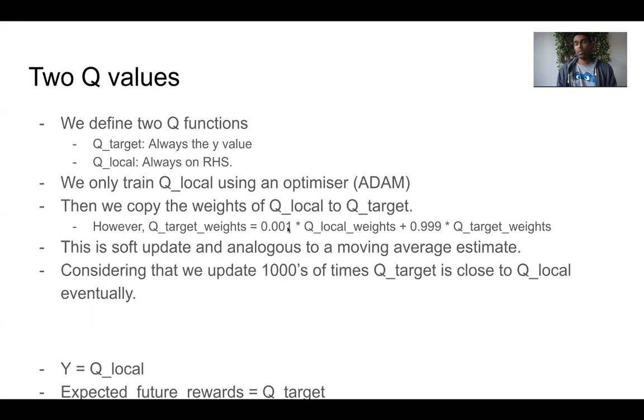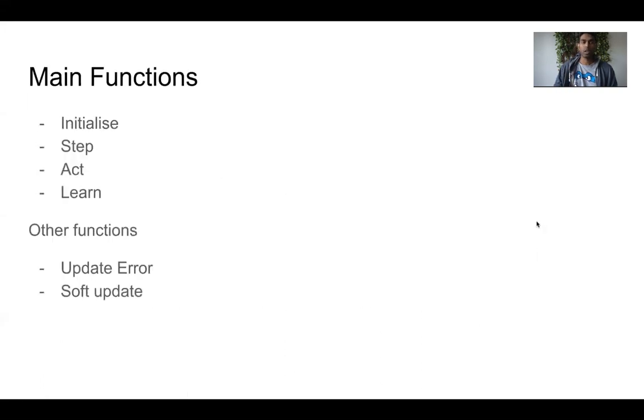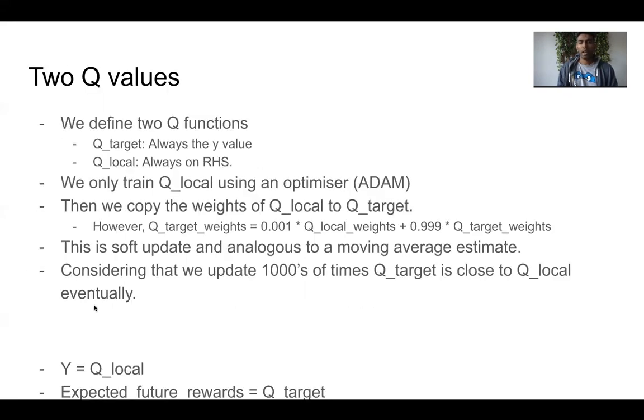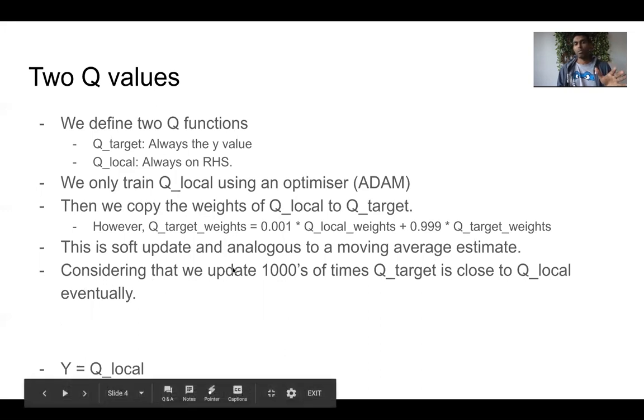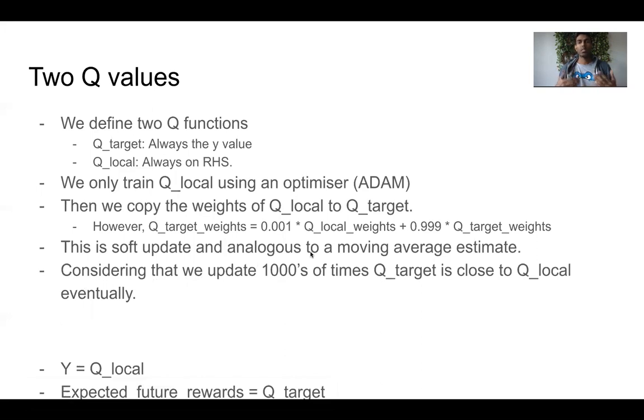The Q target weights will end up becoming something along these lines. Typically, the values you have are 0.001 times the Q local weights plus 0.999 times the Q target weights. This is the soft update that I talked about right at the beginning. This is a helper function that does that. The reason you do that is because these are estimates, right? They're noisy. You want things to move slowly, so it's very similar to a moving average estimate. Considering that we're doing this update thousands and thousands of times, Q target and Q local weights are very close by. They keep following each other.